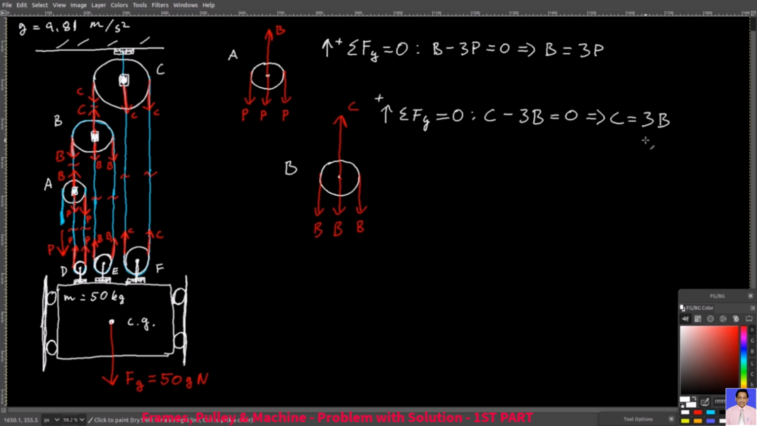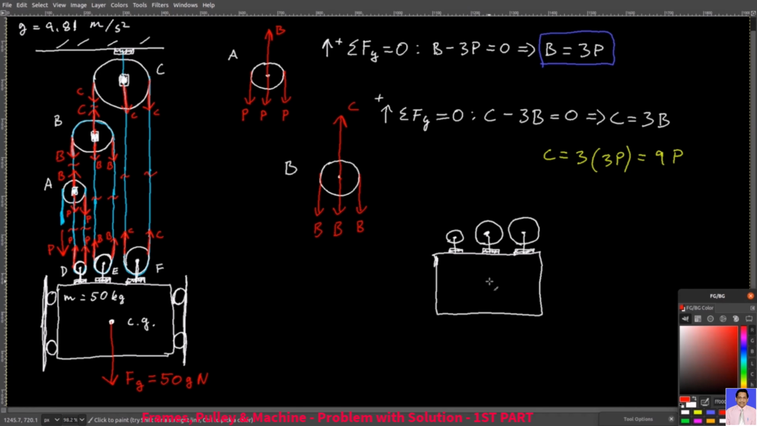C equals 3 times B, but since B equals 3 times P, you know that C equals 3 times P. So it's 9P. Finally, let's draw a free body diagram for the elevator only. This is our elevator. This is the force of gravity, 50G, and these are all the upward forces. Let's again apply the rigid body equilibrium principle here.